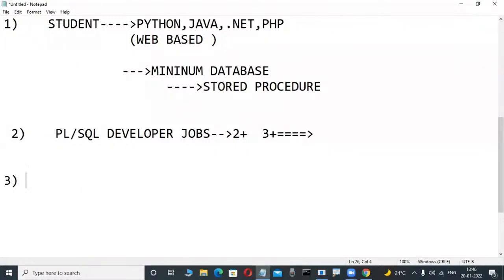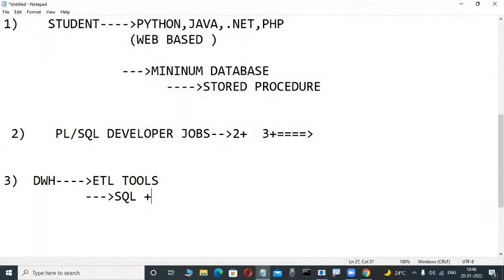Another type of persons: nowadays many people don't have very good coding knowledge, maybe non-technical persons who want to move into software. In that case there is one type of job: data warehousing technologies. In that there are ETL programmers and reporting programmers. ETL means extraction, transformation, and loading tools. These persons need a little SQL knowledge; PLSQL is not required.